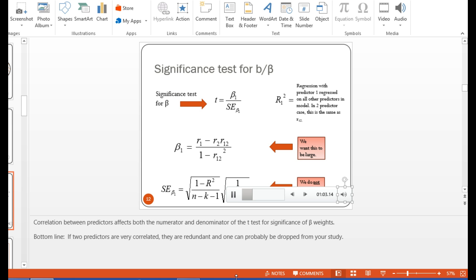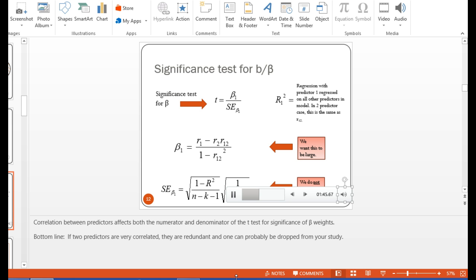So look at the very bottom of this slide for the standard error for beta 1. This is the formula. It's a little bit long, but it has some interesting elements that can help us understand what makes a significant beta. So we have the 1 minus R squared. R squared is just your R squared for your total model. And that is, again, remember, the proportion of total variance in the DV that's explained by this combination of predictors. And then we have the n minus k minus 1 on the bottom of that fraction. And then we have this square-rooted fraction after that, which is 1 over 1 minus r1 squared.